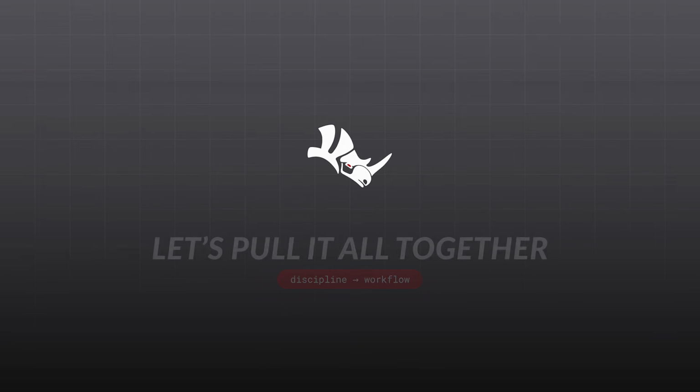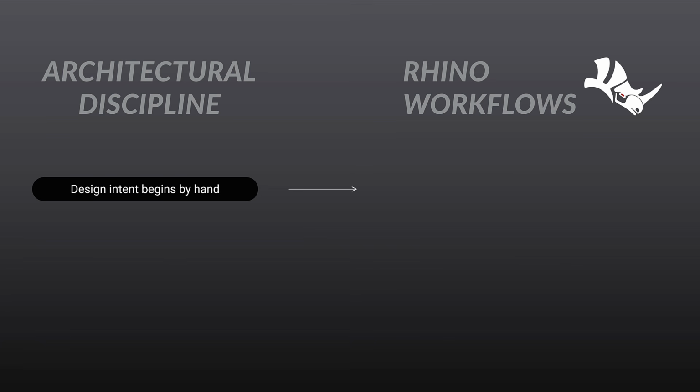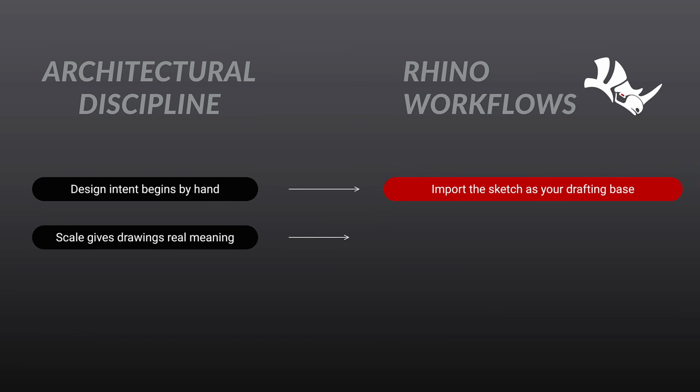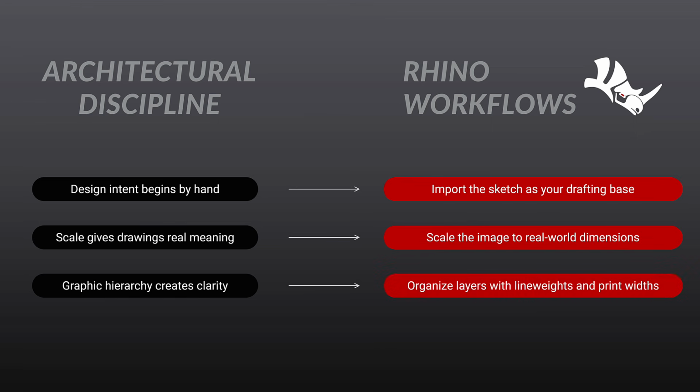Let's pull everything together. Design intent begins by hand, so we imported the sketch as our drafting base. Scale gives a drawing real meaning, so we resized it using a known real-world dimension. And graphic hierarchy creates clarity, so we translated the sketch into organized layers with established print widths.